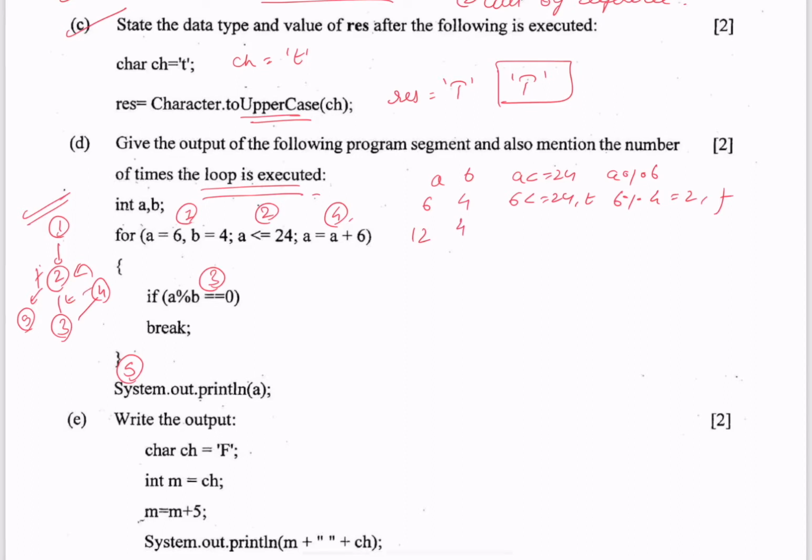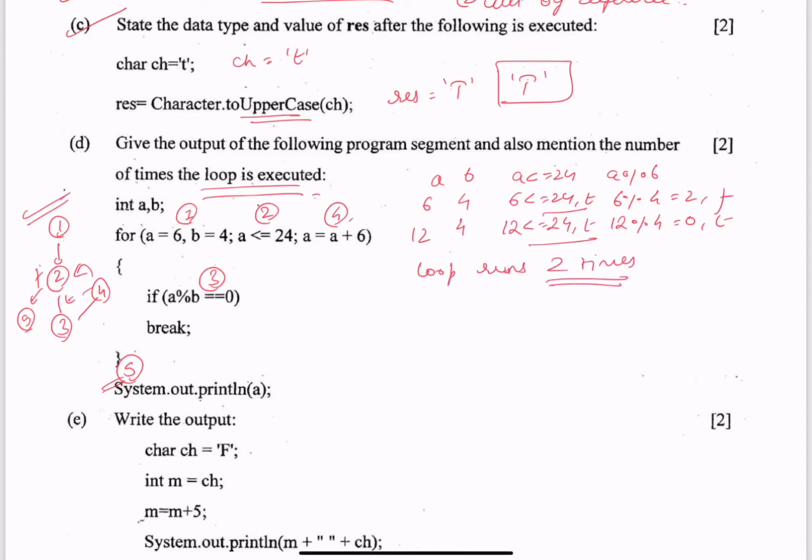We check the condition again. From 4 we go to 2. So is a less than or equal to 24? 12 is less than or equal to 24, true. We go inside the loop. If a % b, so a is 12, b is 4, 24 % 4 equals 0, which is true. The loop breaks, so we come to 5. So the loop ran only twice. So the number of times the loop runs is 2.